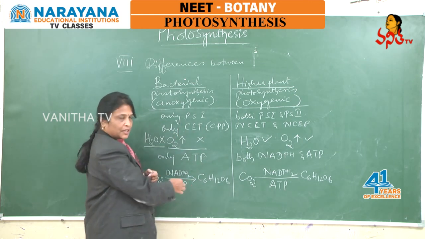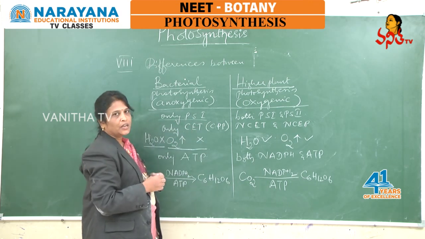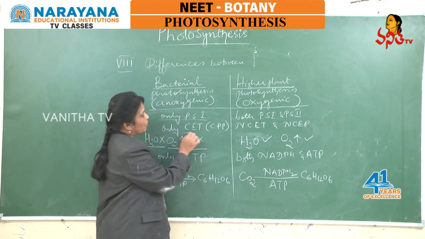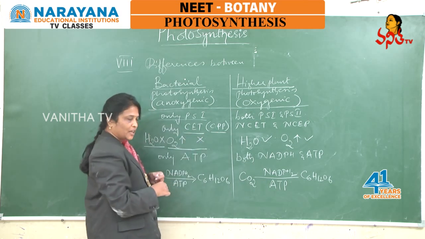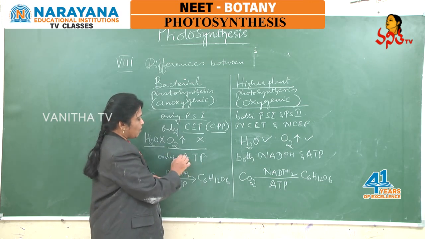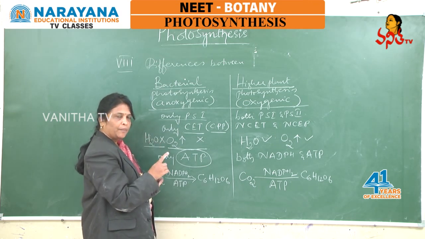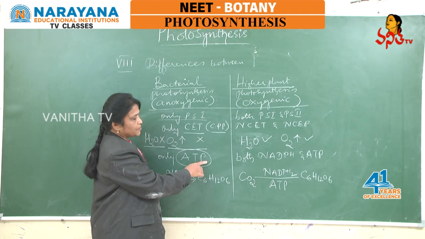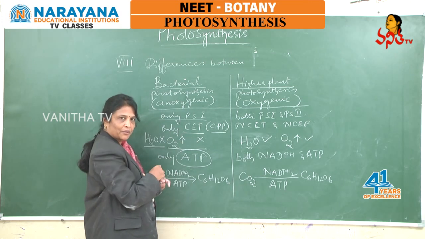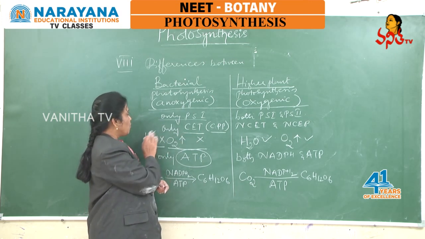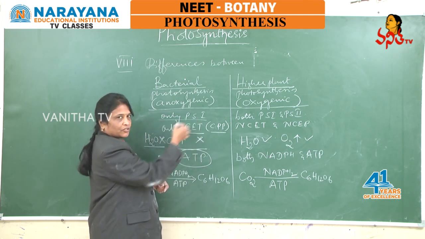Now let us go through the differences. In bacterial photosynthesis during the light phase, only PS1 is involved in electron transport. So only cyclic electron transport takes place and that leads to cyclic photophosphorylation, which causes the synthesis of only ATP molecules. For a pair of electrons, only one ATP. Of course, only ATP production is observed during the light phase, that is during cyclic photophosphorylation due to cyclic electron transport. And as there is no involvement of water, there is no evolution of oxygen and it is anoxygenic.